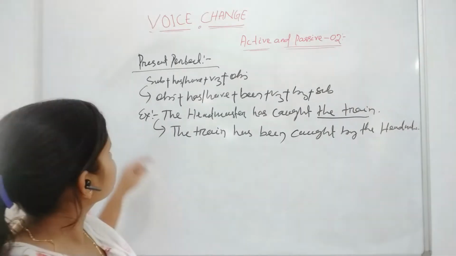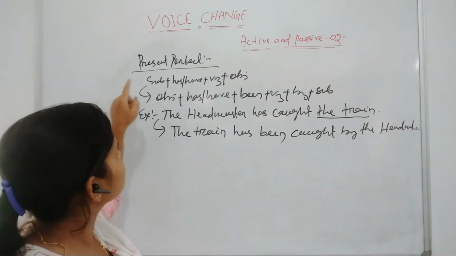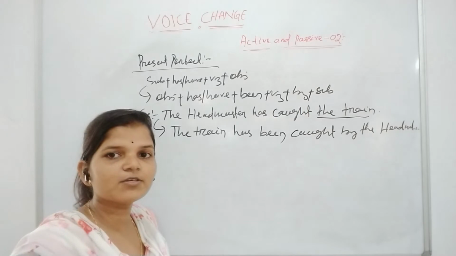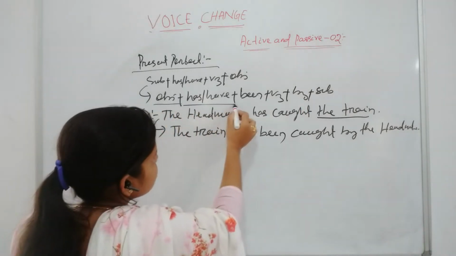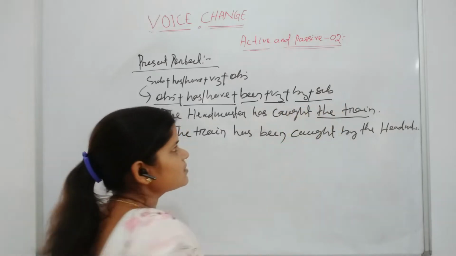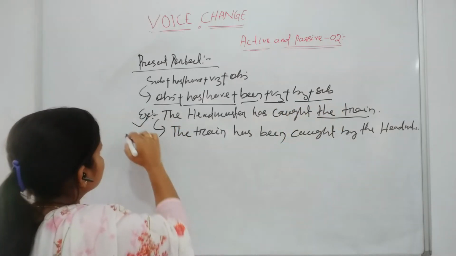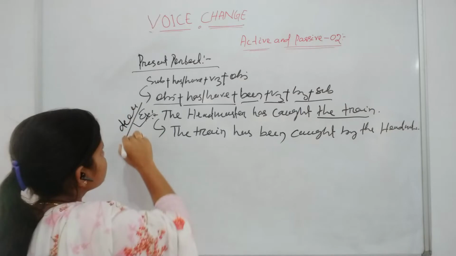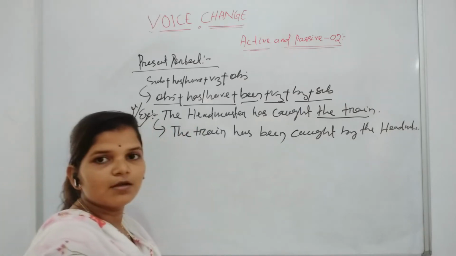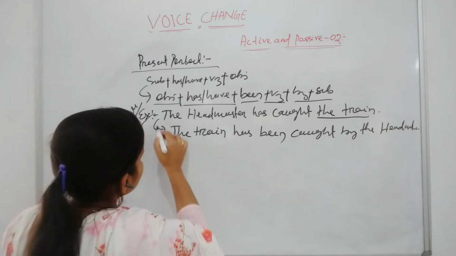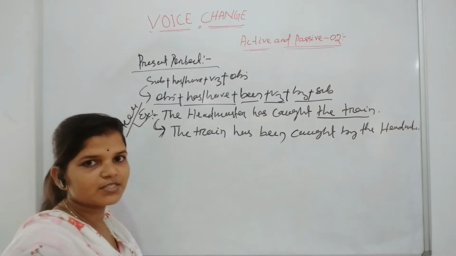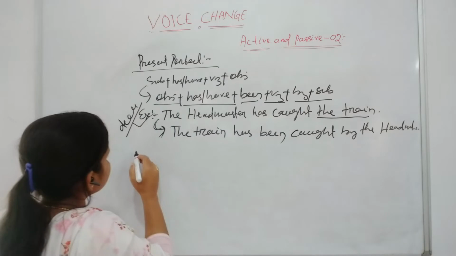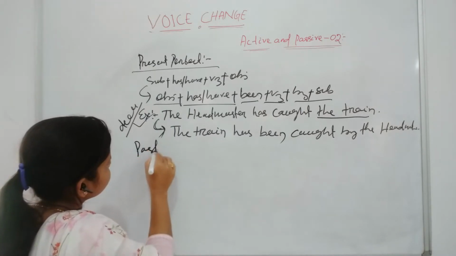So the active structure in present perfect is subject plus has/have plus V3 plus object, whereas converting to passive, it is object plus has/have plus been plus V3 plus by plus subject. Example, only for declarative sentences: the headmaster has caught the train. Converted to passive: the train has been caught by the headmaster. Now we discuss past simple.